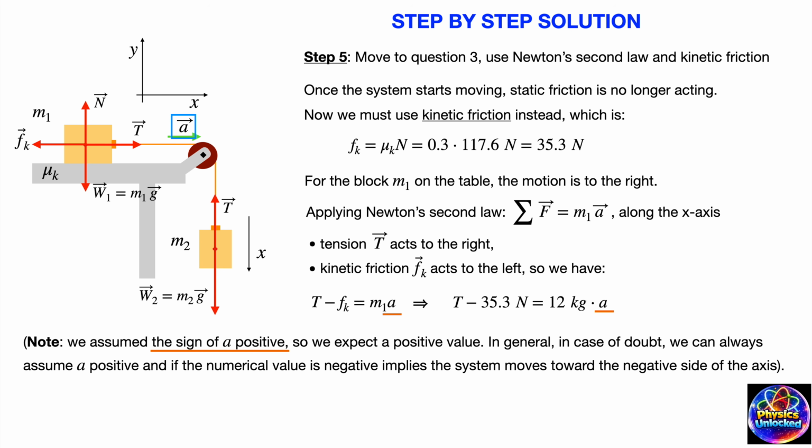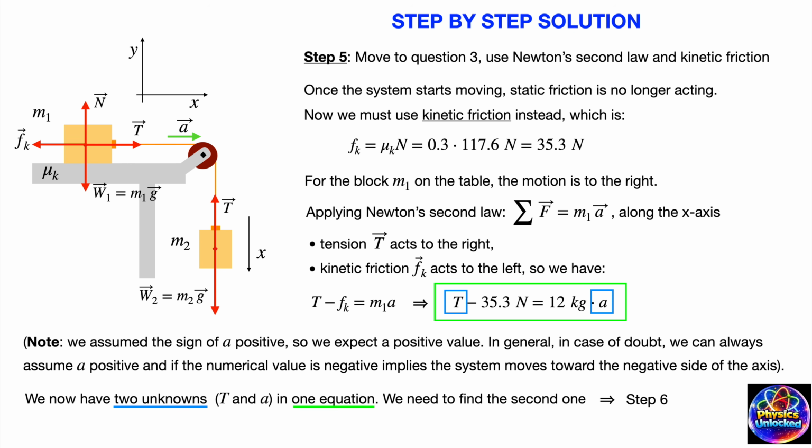So in this case, we chose the positive side of the x-axis going to the right. So we expect that the sign of the acceleration will be positive if the system moves to the right, if the block number 1 moves to the right. But if, for instance, not in this case of course, the block number 1 would move to the left, then we are going to have a negative value for the acceleration. If we have a negative value, it means that the acceleration is going in the opposite direction of the positive value of the axis we have chosen. That's the key point here.